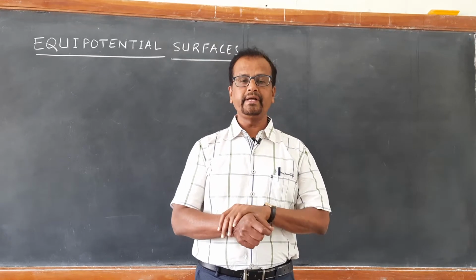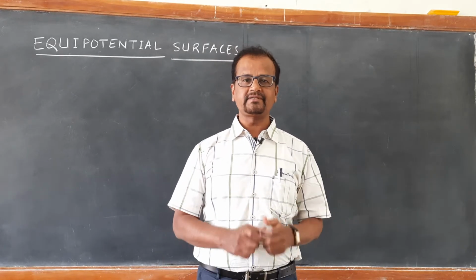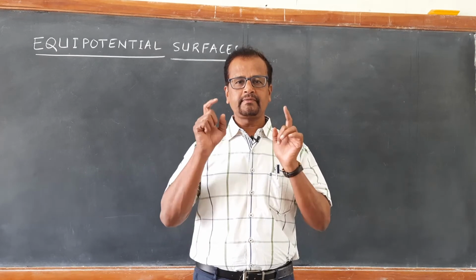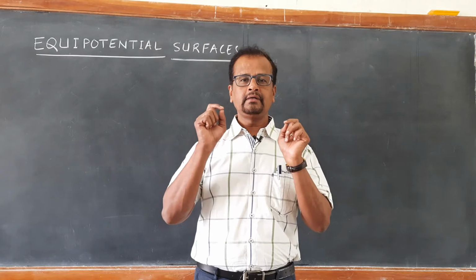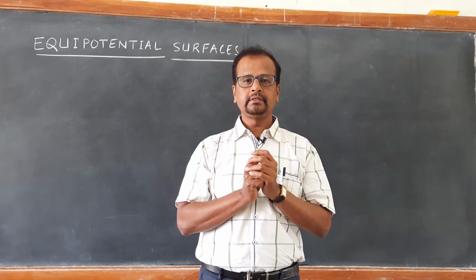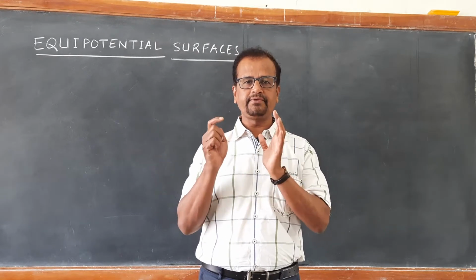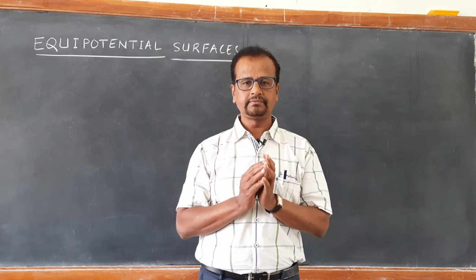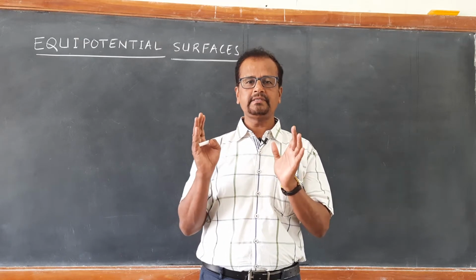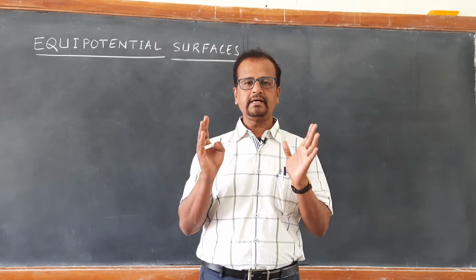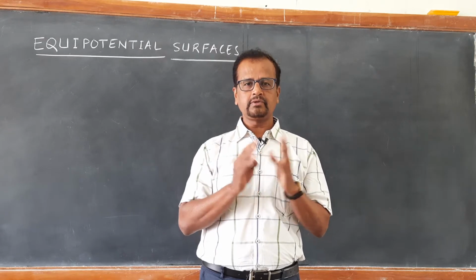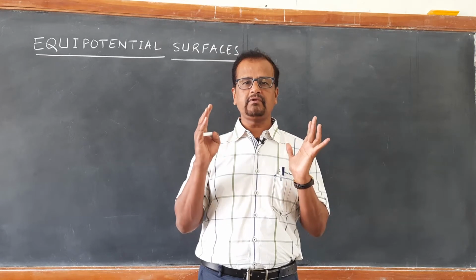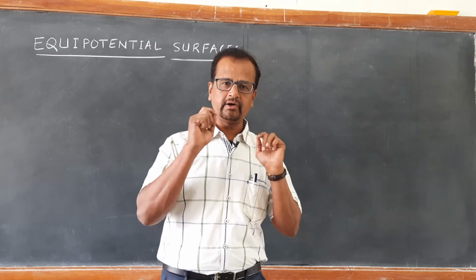Today we will learn about a very important concept, that is equipotential surfaces. What is an equipotential surface? From the term itself you can derive the meaning. An equipotential surface is a surface having all points with the same potential. A surface having all points with the same potential is called an equipotential surface. So, an equipotential surface is a surface with a constant value of potential at all points lying on it.